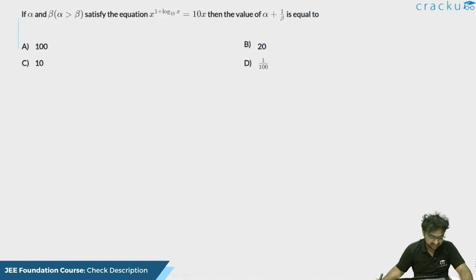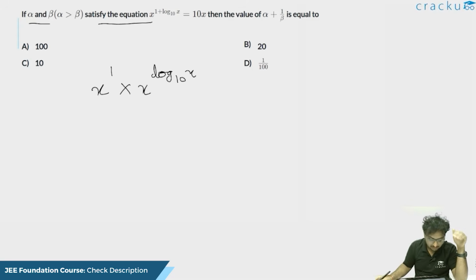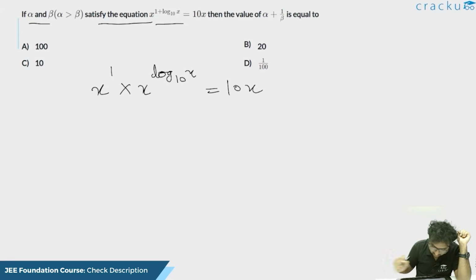In this question, it is given if alpha and beta satisfy the equation x to the power 1 into x to the power log 10x. See, whenever the base is same and the powers are multiplied, we can add them. So this will represent x to the power 1 plus log 10x. This is equal to 10x. Okay. So we need to first of all find the value of the roots of this equation. Okay. So x and x get cancelled out.